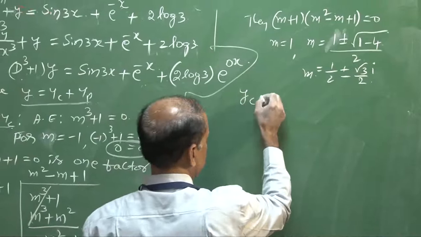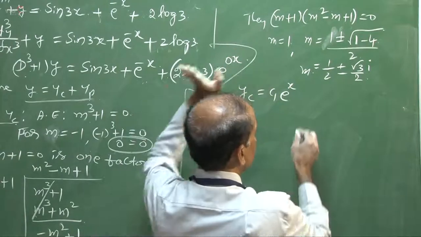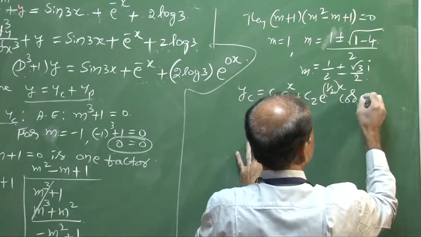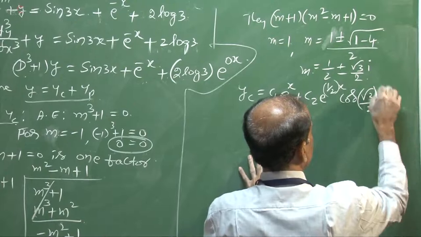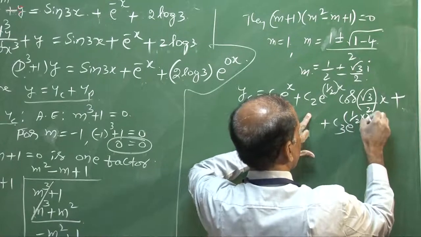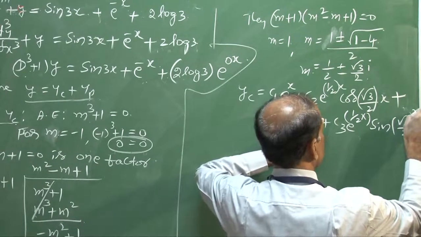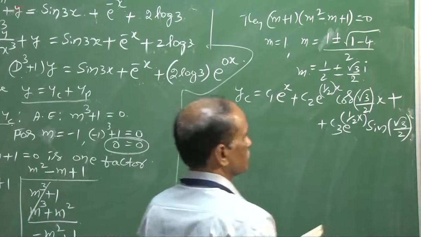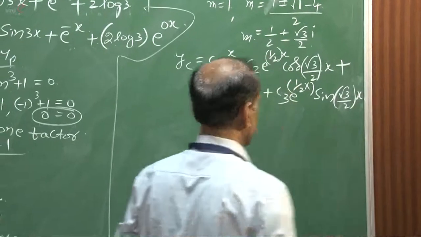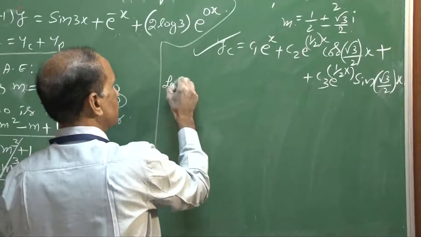Therefore, complementary function yc is equal to c1 e to the power x for the root 1, plus c2 e to the power half into x and cos of root 3 by 2 into x, plus c3 e to the power 1 by 2 x into sine of root 3 by 2 into x. So this is your complementary function. So now you have to find out the particular integral.